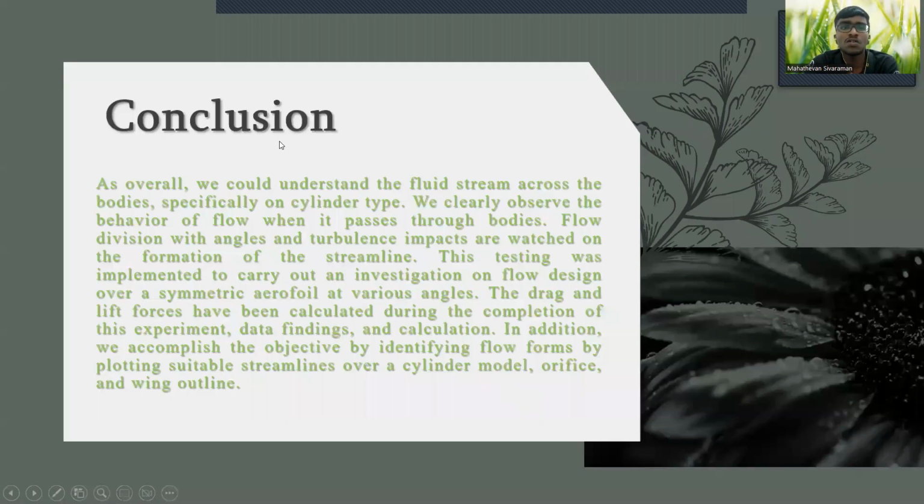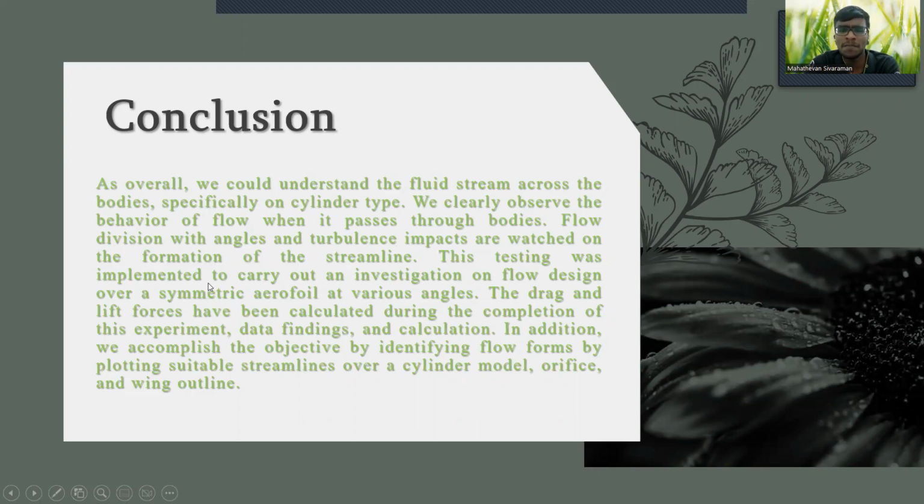So let us look at the conclusion of this experiment. Overall, we could understand the fluid stream across the bodies, specifically on cylinder type. We clearly observe the behavior of flow when it passes through bodies. Flow division with angles and turbulence impacts are observed in the formation of the streamlines.